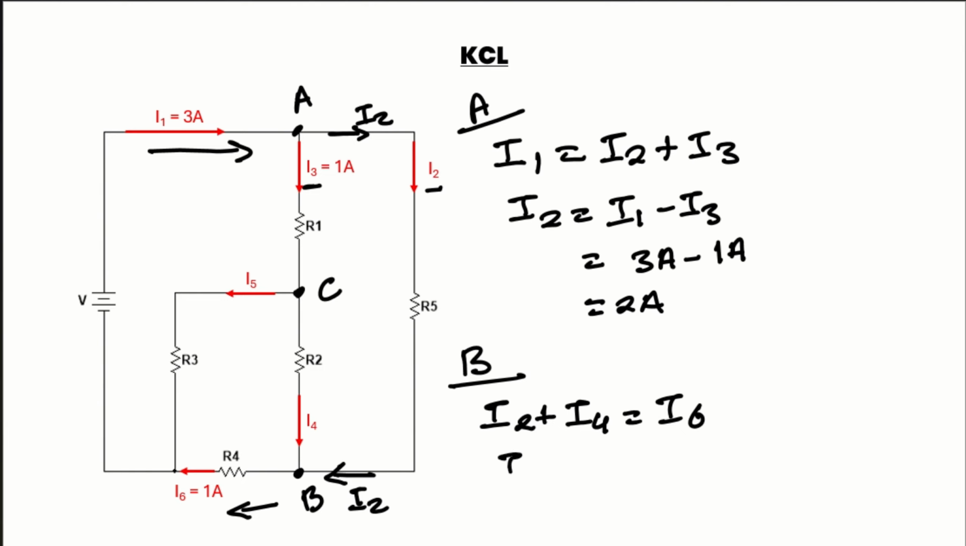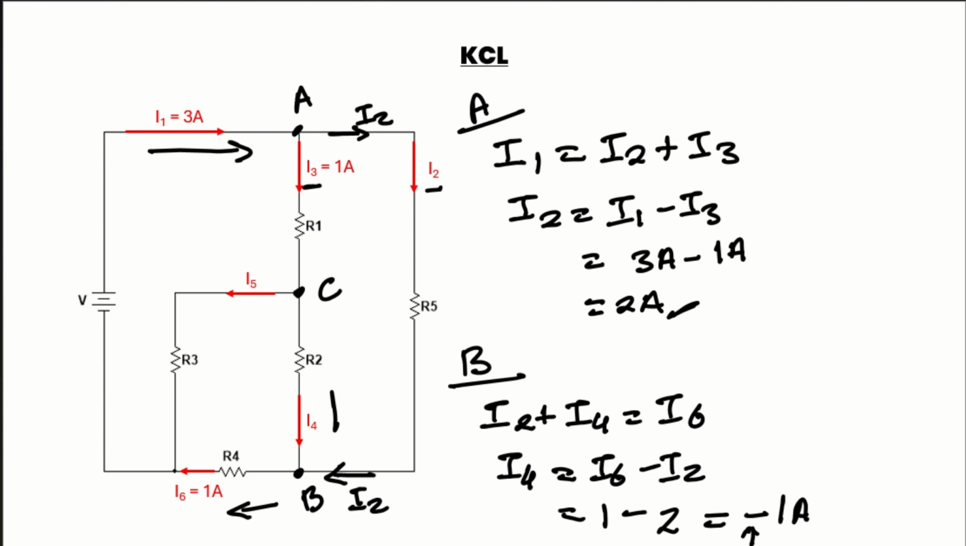From this equation, I can say I4 must be I6 minus I2, where I6 is 1 ampere minus I2, which is 2 amperes, giving minus 1 ampere. This minus means the arrow should be in this direction. So actually the current flows from B to C.